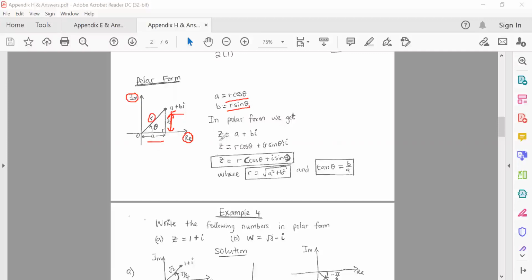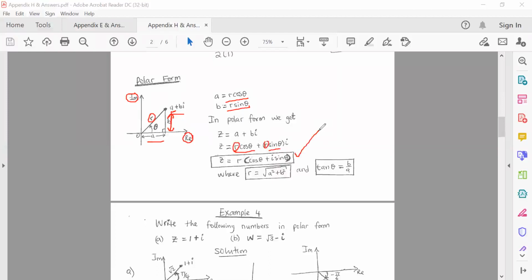In polar form, if z equals a plus bi, then you have that z is r cos theta plus r sin theta times i. Factor out the r because you can see the r is common. All right, take out the r. You just have r into cos theta plus i sin theta. This is what we call polar form.